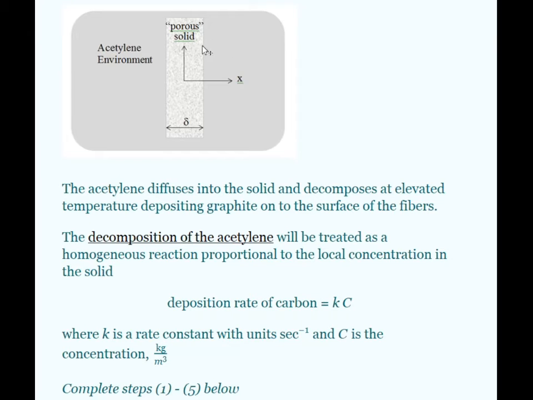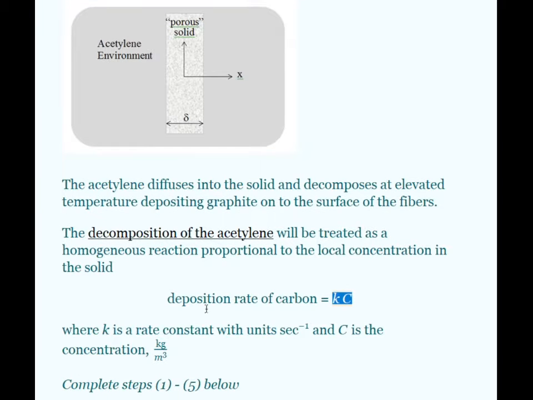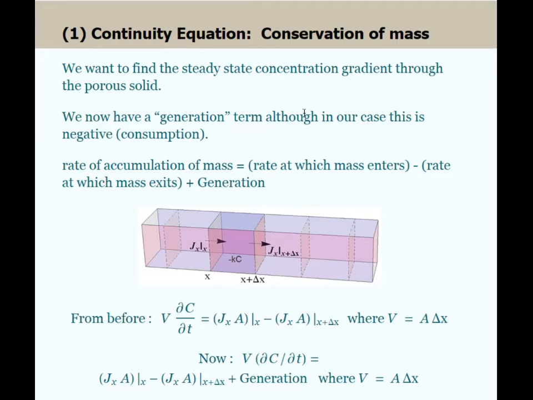And the big difference with this problem and what we've done already is that during the process of moving acetylene into this film, we're also going to consume the acetylene in the pores by depositing it onto the solid fiber structure. And the deposition rate, so how fast we consume the acetylene concentration, is going to be given by K times C. All right, C is our concentration, K is a rate in units of per second. All right, so we're going to have an extra term in our mass balance.